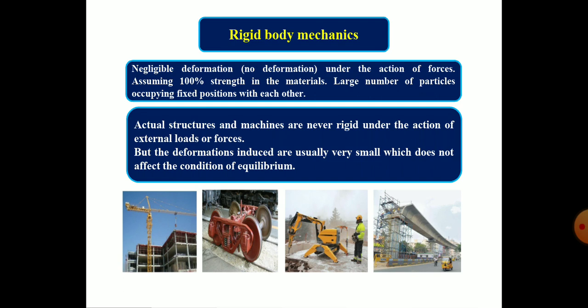Actual structures and machines are never rigid, because a very small amount of deformation will happen in them, so it does not affect the equilibrium conditions. That is why we call it a rigid body. To the naked eye we don't see the deformations, but when applying the external load there will be deformation, but it will not be visible to the naked eye.